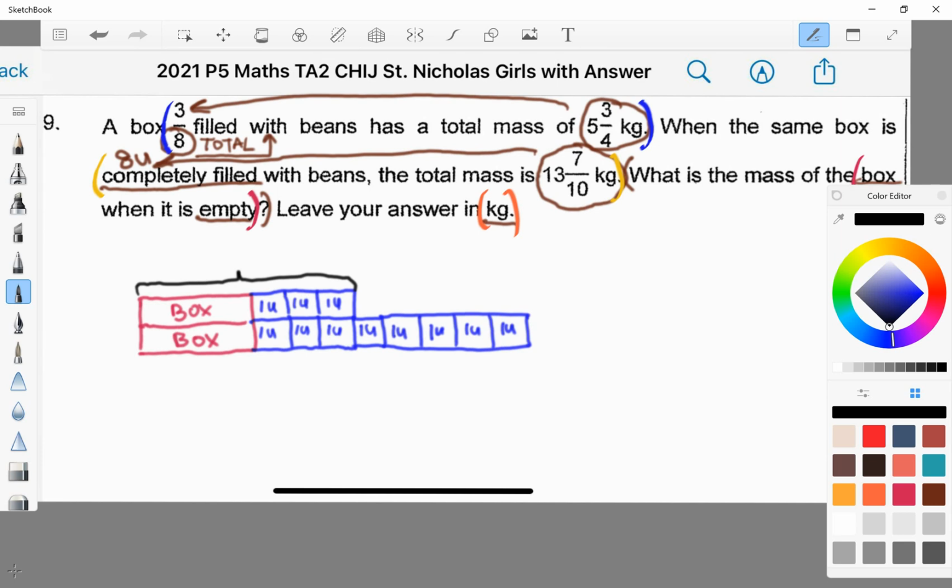So the box, when it's 3 out of 8 filled, has a mass of 5 3/4 kg. And so as not to confuse, given that there are so many fractions involved in this question, I will also label kilogram in my model. So 5 3/4 kg for a box that's 3 out of 8 filled. And what about when it's completely filled? It will be 13 7/10 kg.